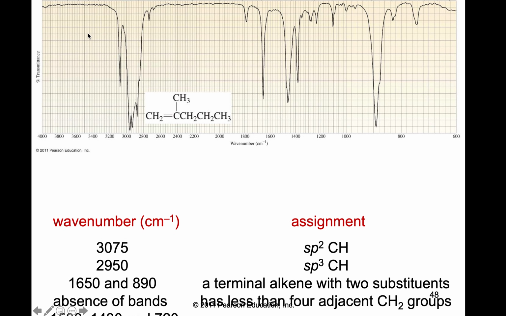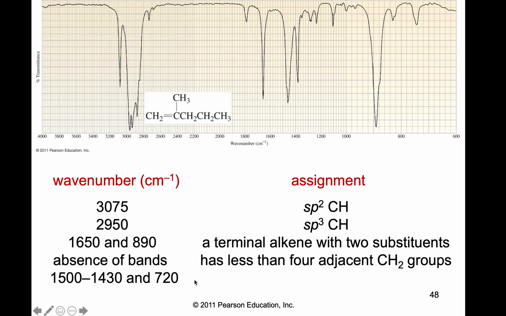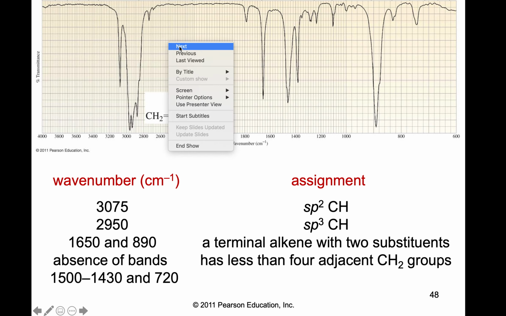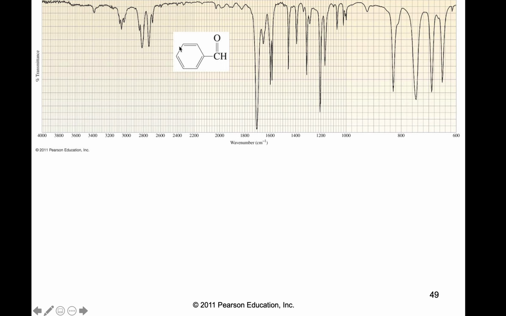Simple alkene. So you have a 3075, that's your sp2 CH. 2950 is sp3 CH, to the right of 3000. 1650 and 890, terminal alkene with two substituents. You have less than 4 adjacent CH2 groups, so you won't get anything there. Pretty simple, but you can tell it's an alkene right away.